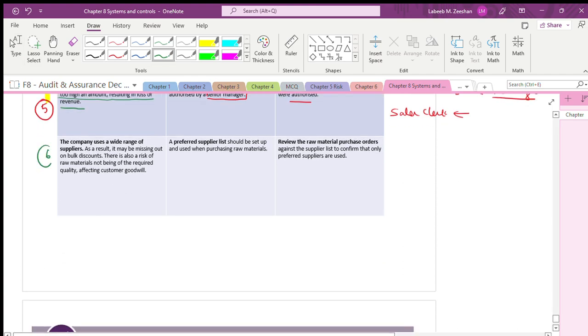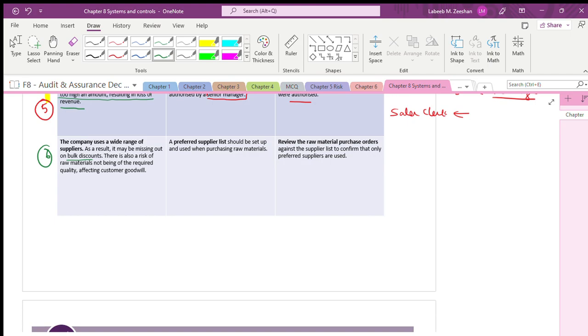Now they are asking point number 6. The company uses a wide range of suppliers; we should not use a wide range of suppliers. As a result, it may be missing out on bulk discounts. What happens if you are ordering a higher quantity? You will get the advantage of getting the discounts. There is also a risk of raw materials not being of the required quality, affecting consumer goodwill.